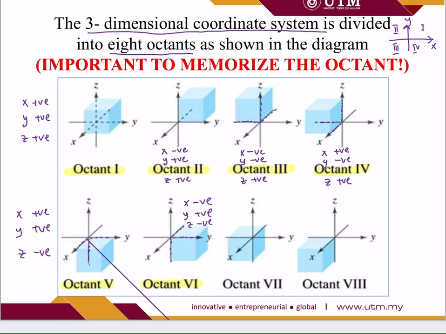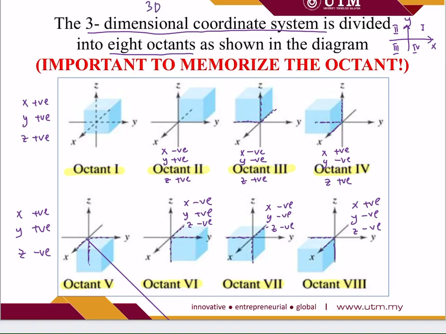For octant 7, we have x at the back, negative, y also negative, and z also negative. And lastly, octant 8: we have x positive, y negative, z negative. So you should know these octants for the 3D coordinate system.